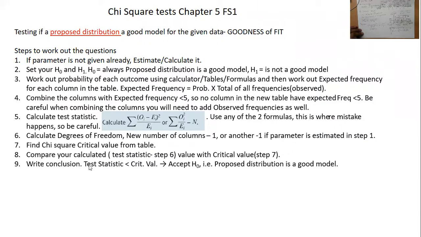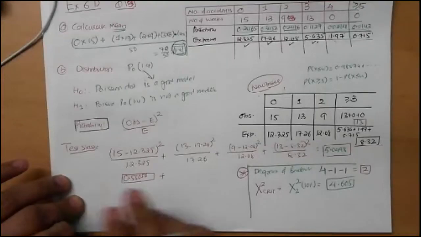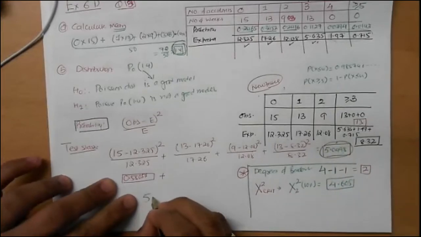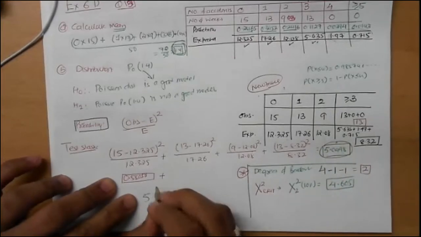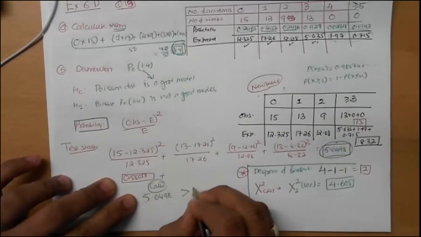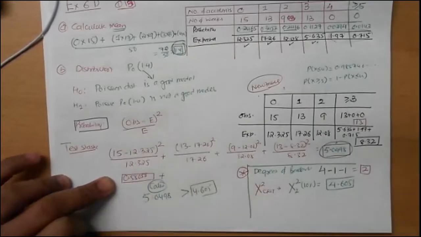Write conclusions. If the test statistic which you calculated is less than the critical value, what do you do? You accept H naught. That means the proposed distribution is a good model. Let's see what happens in our case. Guys, this is my calculated value. That's my test statistic. So 5.0498, the calculated one, is greater than 4.605. So what does that tell you, guys? Just go back and check.